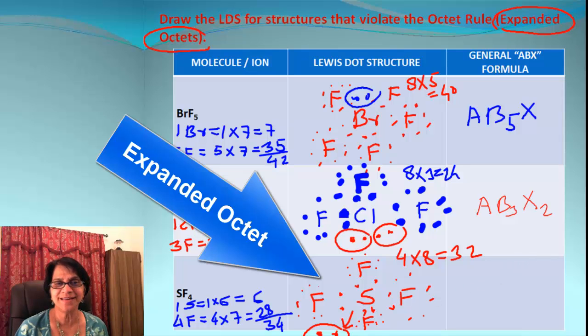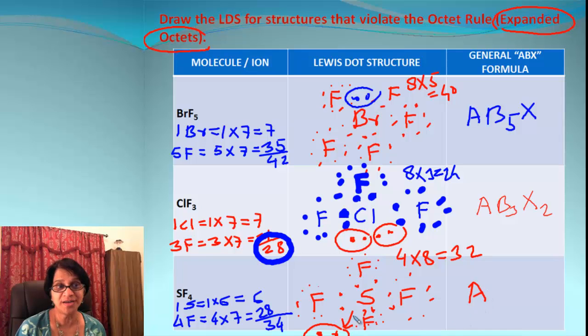Now one final thing, let's write the ABX formula for this. A is going to be 1 because we have only 1 central atom. B is the surrounding atoms or bonds, which will be 4. And X is actually the extra pair of electrons which are there on the central atom. So we have AB4X.